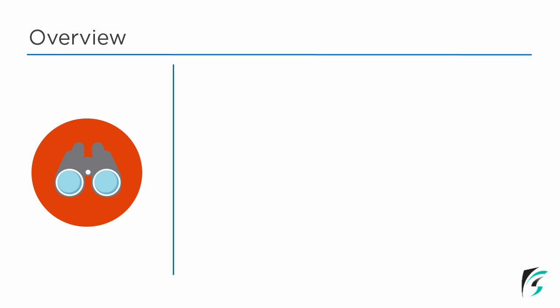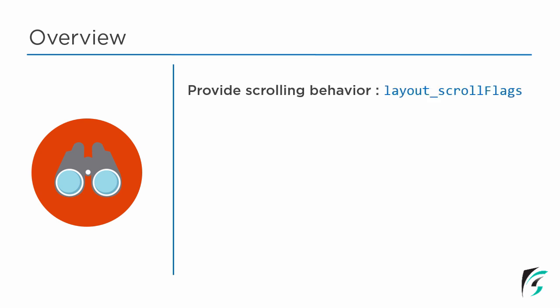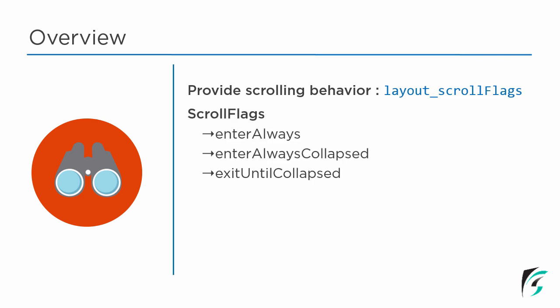Now, as I said, the AppBar layout and the collapsing toolbar layout respond to the scroll event of the various elements. We can provide the different scrolling behaviors in our activity. We will use the attribute layout scroll flags to implement the scrolling behavior. The scroll flag may be enter always collapsed, and exit until collapsed. We will be implementing each of it in our application and looking the difference between each of them.